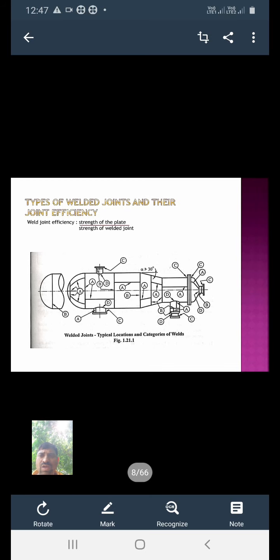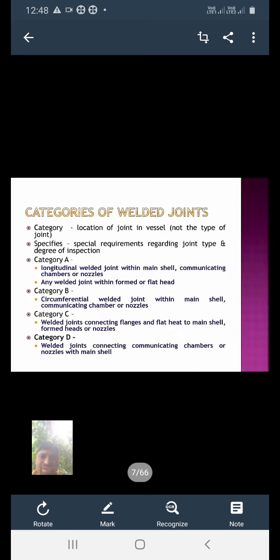Also, where we get the circumferential welded joint connecting the end, or we can say the closure to the main shell, where we close that shell, there we have the circumferential welded joint. At that place also we are using category A. Then category B, check that.